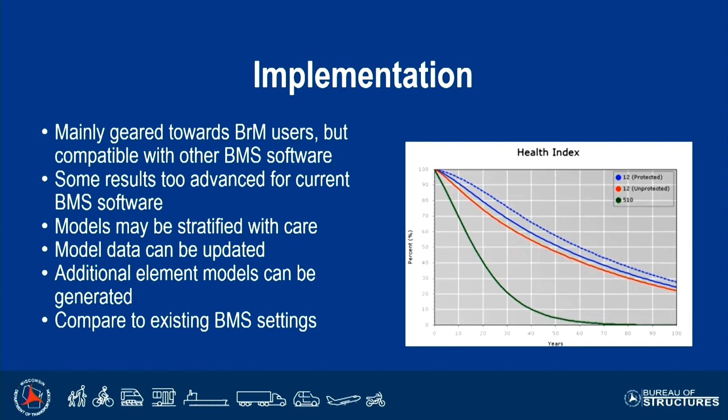All the models can be updated. Wisconsin already went through an effort with WSP to update based on our current inspection data, so we have a little bit more updated models than from this study. And then additional elements can use the same process we used in this study to generate additional deterioration curves as needed. And here's a chart from BRM showing, when you're implementing a new deterioration curve, the difference between what you've already got in the system and what you're going to be implementing.